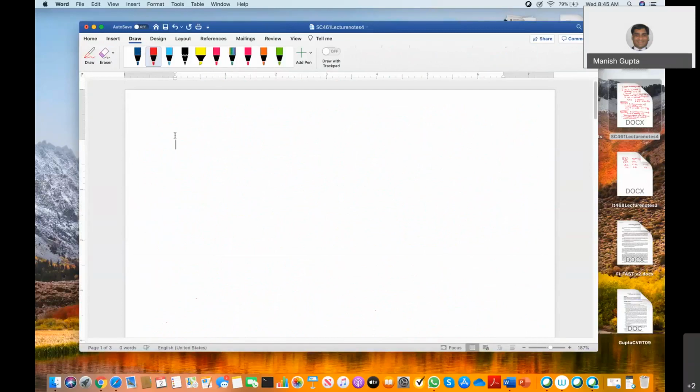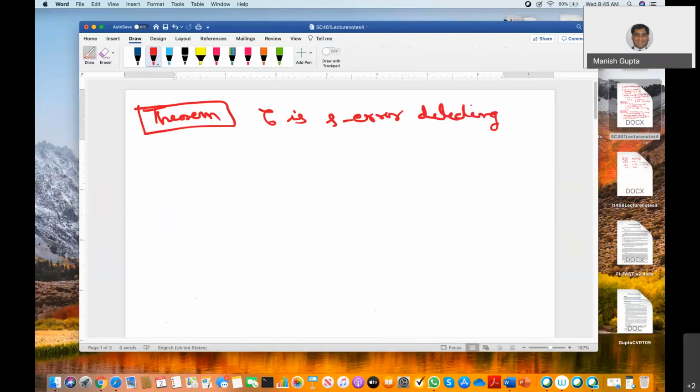Now I think I am going to give you a result here. This is a theorem: C is S error detecting if and only if the minimum distance of C is at least S plus 1. This is a very beautiful result. So we can try to prove it.